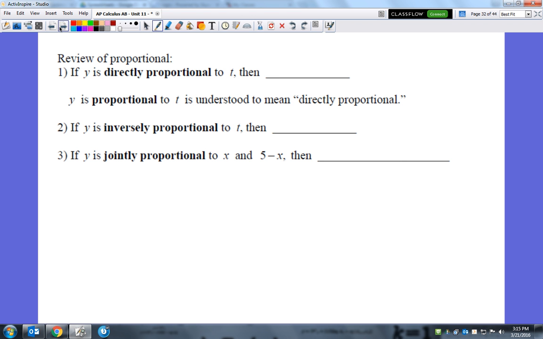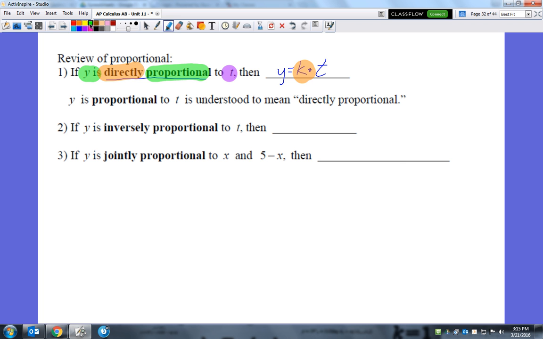So, if y is directly proportional, when you see y is, you would write y equals. Directly means to multiply, so it would be k times, and then you're going to multiply by whatever the following variable is, which in this case is t, so you're multiplying by t. So again, directly is the multiplication with k, and y is proportional is the same as y varies.